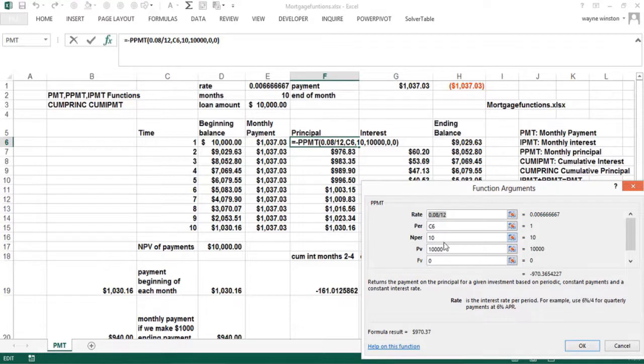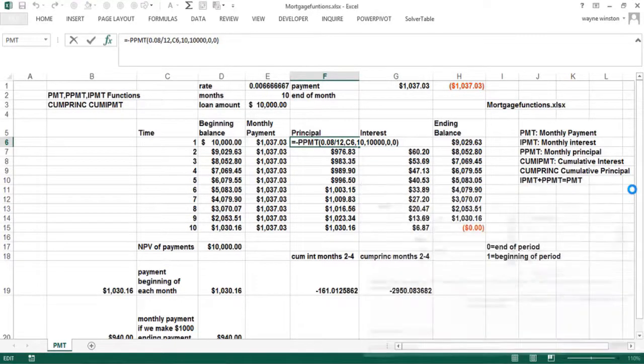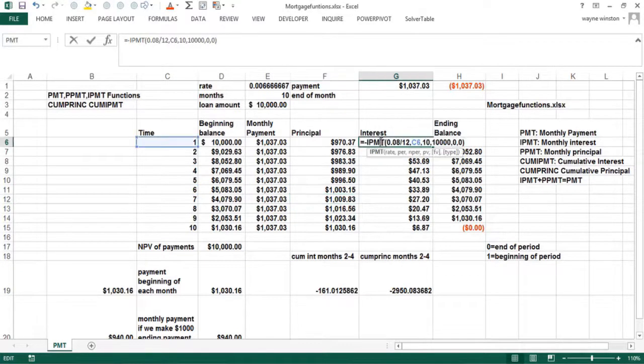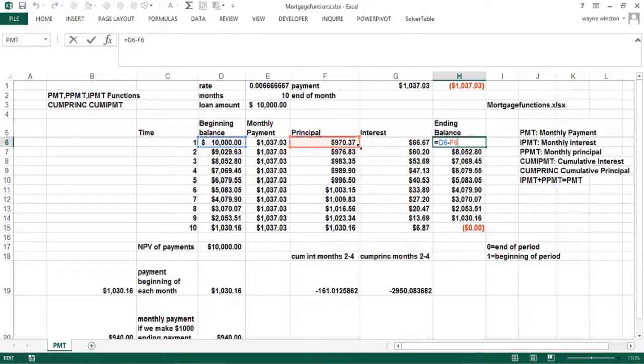There's a 10-period loan. You borrow $10,000. There's nothing being paid at the end of the loan. If you copy that down, you can see, for instance, this would be the 6th month, what goes to principal. And it's more and more because less goes to interest. Now to figure out what goes to interest, you just change the PPMT to IPMT. And the ending balance is beginning balance minus what goes to principal.